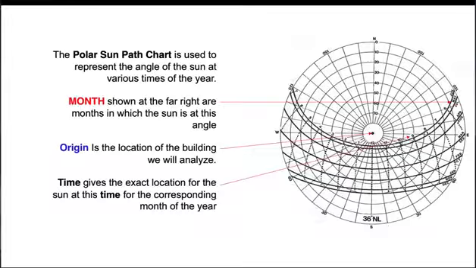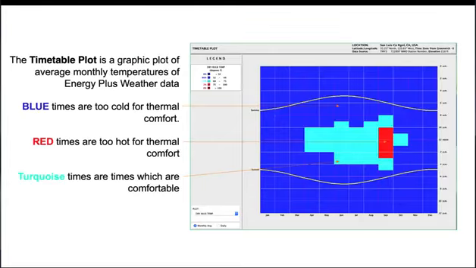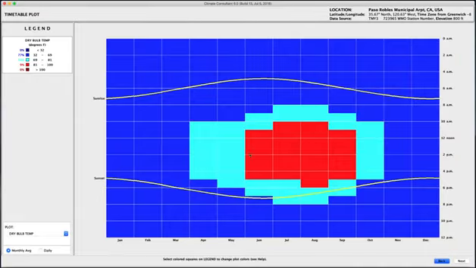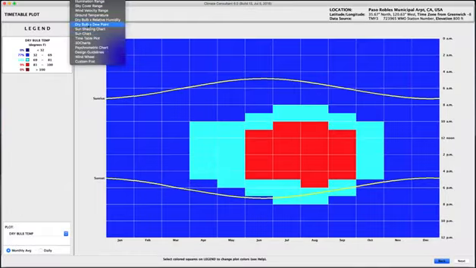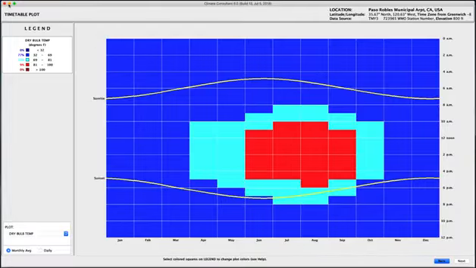And the last tool that we're going to need is called the timetable plot. Here's the timetable plot. This is a graphic plot of average monthly temperatures of Energy Plus weather data, and it can be accessed via Climate Consultant, which can be downloaded for free from the UCLA Energy Tools webpage. You can see I've pulled up Climate Consultant here. There's a bunch of different tools, the psychrometric chart, timetable plot, sun chart, dry bulb, anything you want accessed and shown in a graphic manner.